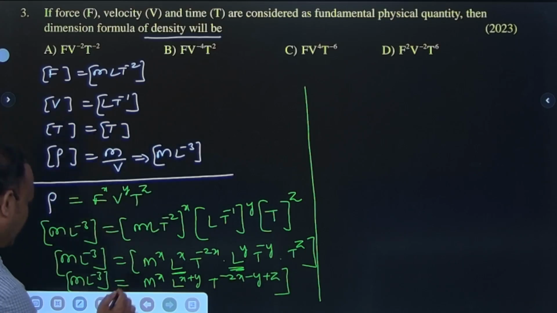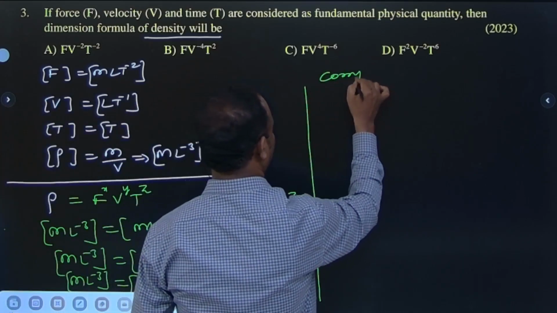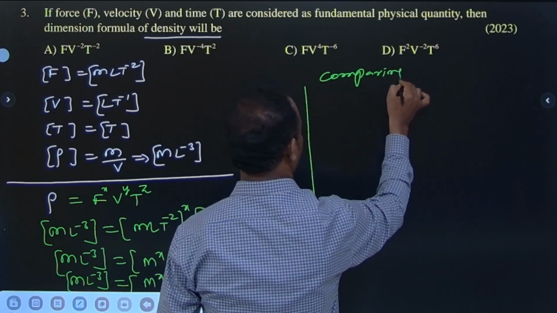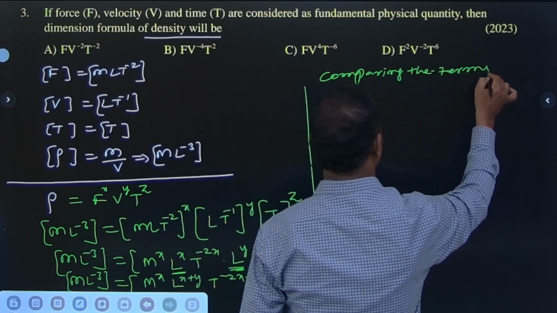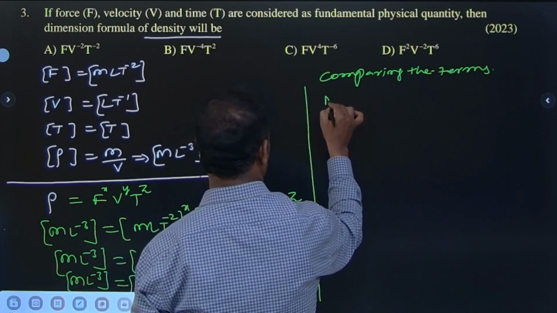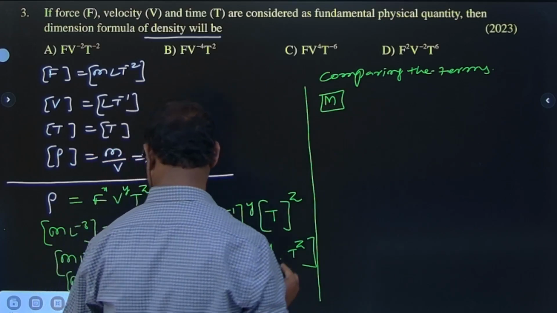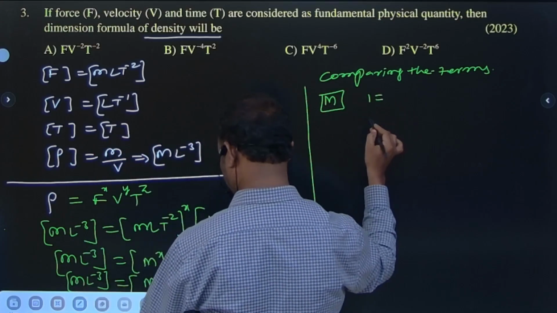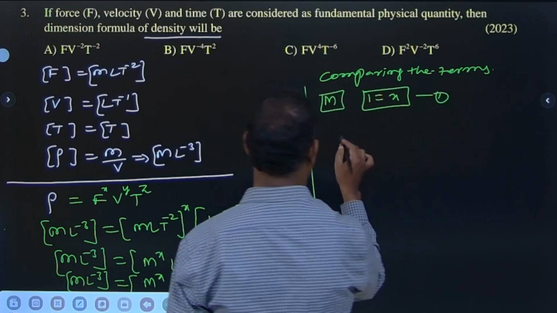So now compare the terms. First, comparing the terms of M: what is M here? 1. So 1 equals X. My first one is over. This is the first condition.